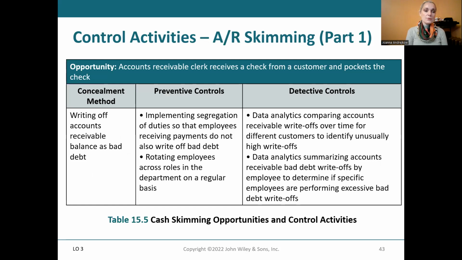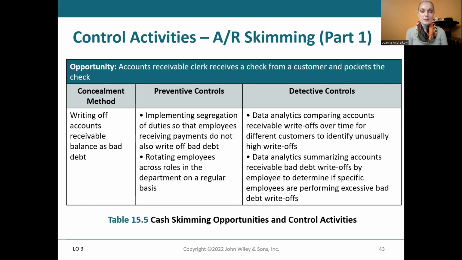So the controls for writing off accounts receivable balance as bad debt: you can implement segregation of duties so that employees receiving payments don't write off bad debt. And you can rotate employees across roles in the department on a regular basis to ensure that the same employee is not in charge of AR all year.